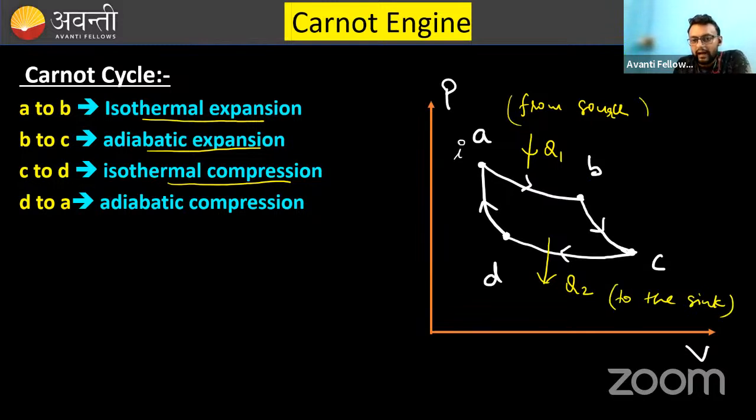Again, D to A, there is an adiabatic compression. So the cycle you can remember: one isothermal expansion, one adiabatic expansion, and two compressions. Clear? Now moving further.